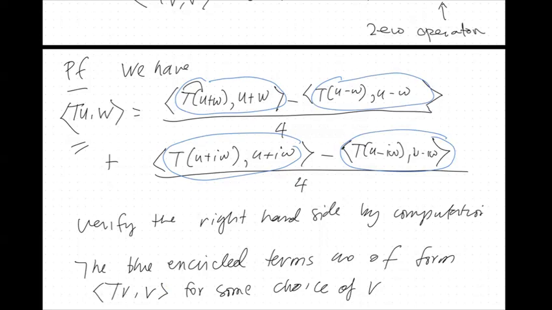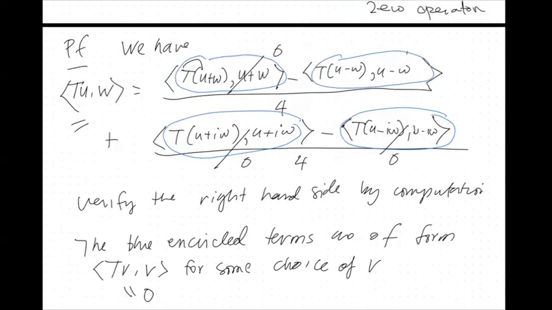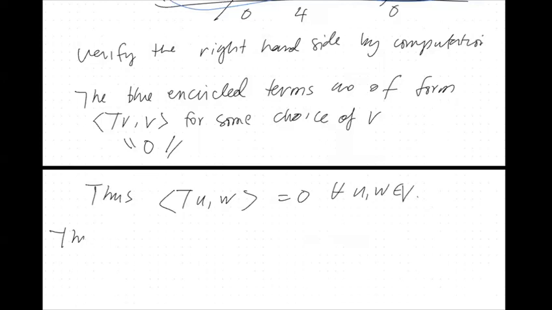Thus, in this case, what is the inner product of T v and v? We know that this is 0. So here, everything else is 0. This is 0, this is 0, this is also 0, this is also 0 by this claim here. Thus, your inner product of T u and w is just 0 for all u and w in V. This implies, since this is true for any choice of u and w, that T is equal to 0.